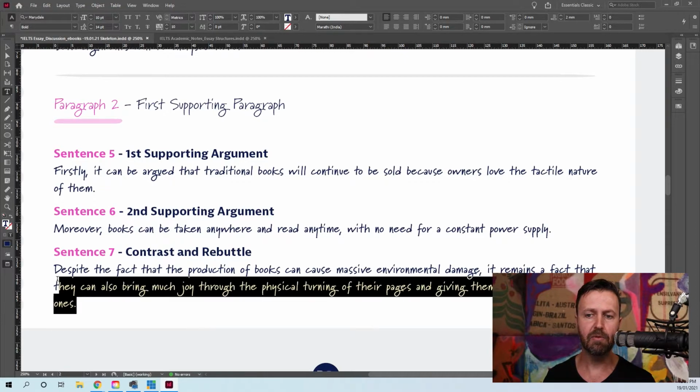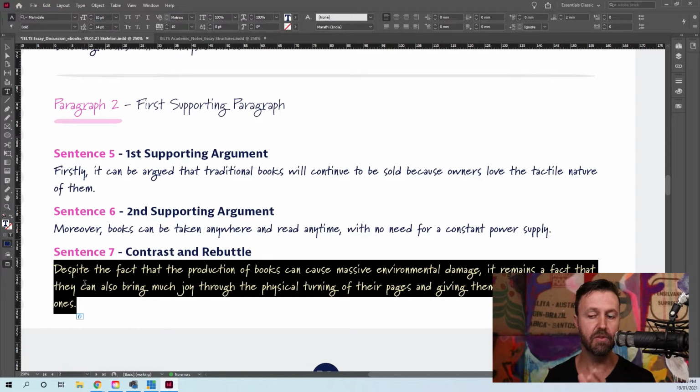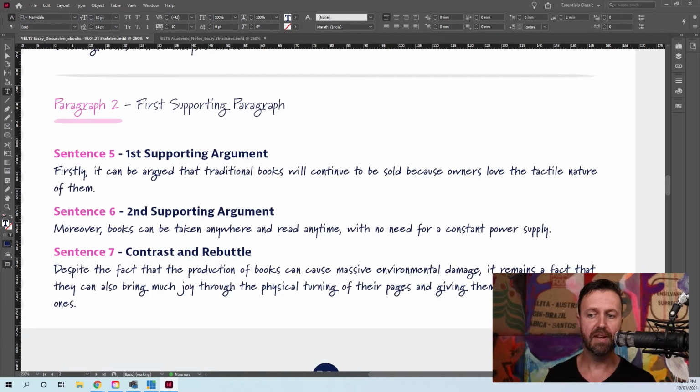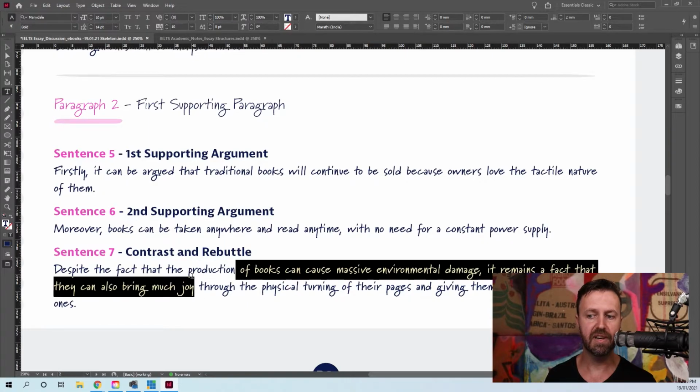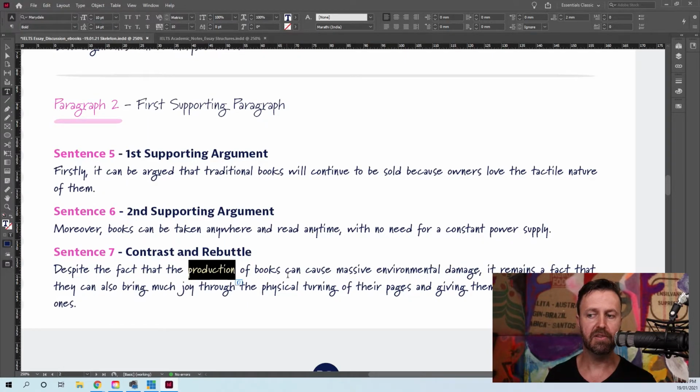Now, the same grammar will be identified or used here. So we've got, despite the fact that, again, the production of books, we've got the production. Despite the fact that the production of books can, so again, noun plus modal, despite the fact that the production of books can cause massive environmental damage, it remains a fact that they. Now, they is representative of books, which is representative of the noun. So they, again, they can also bring much joy through the physical turning of their pages and giving them as gifts to loved ones.